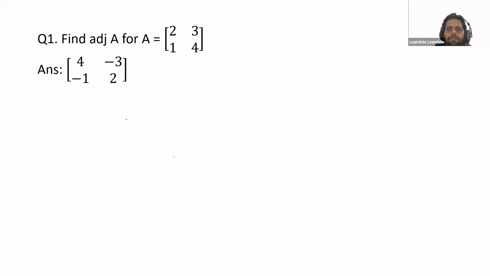Shravya and Saf, please check. Are you getting the same answer? Very good, Shravya. This is correct. Very good. Saf, will you please confirm the answer? I didn't finish it yet, sir. Okay.